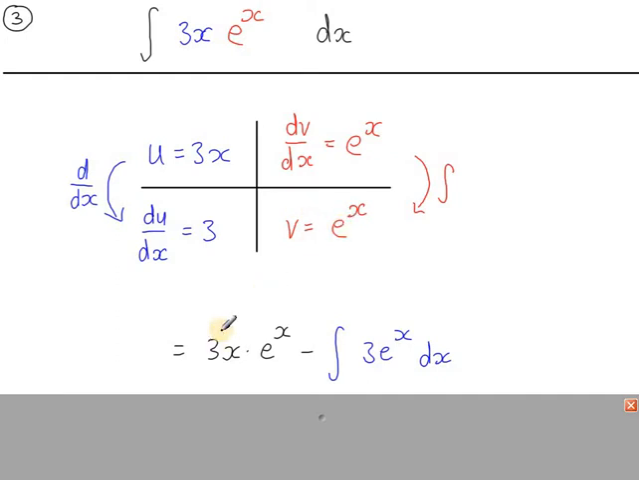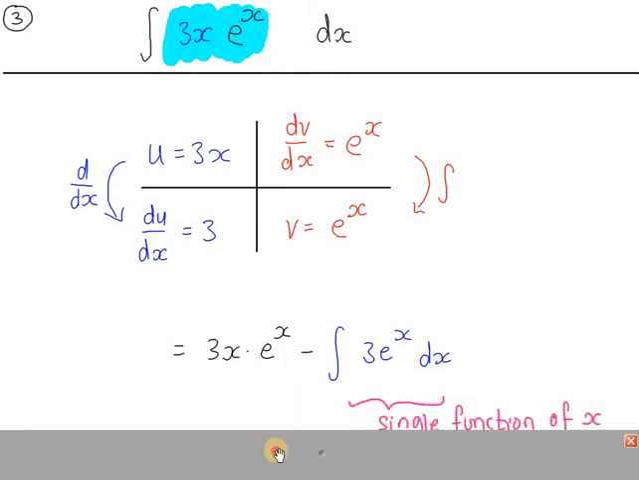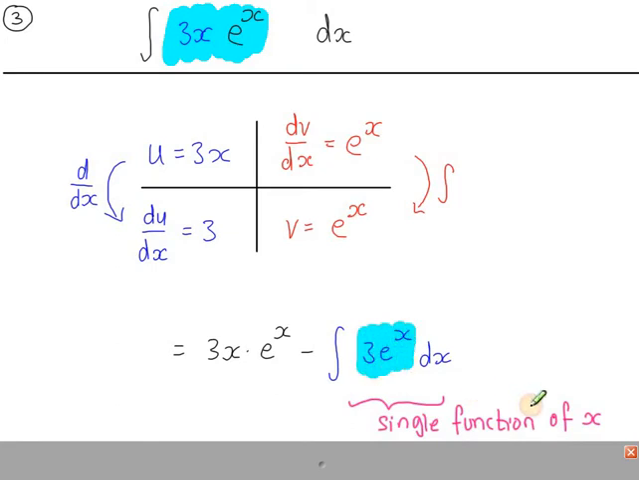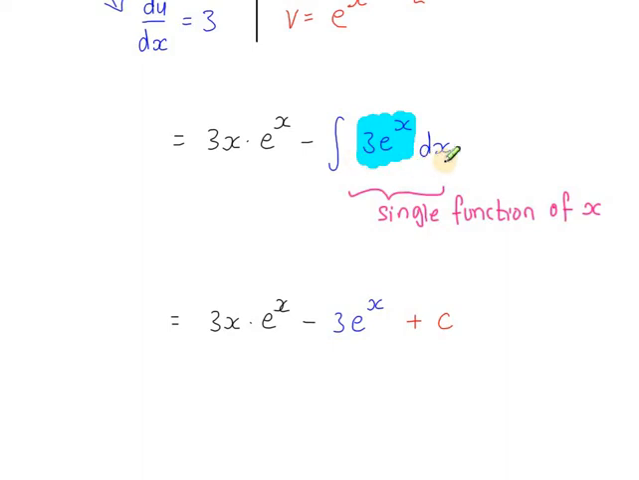So multiply these two here. Then it's always minus the integral of, and then you multiply these two. And now we have to integrate here. And what you'll see is that we had the product of two functions of x here. Now we've reduced that to a single function of x here. And then we do the integration and add on the constant.